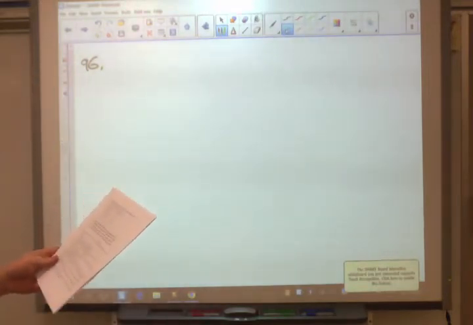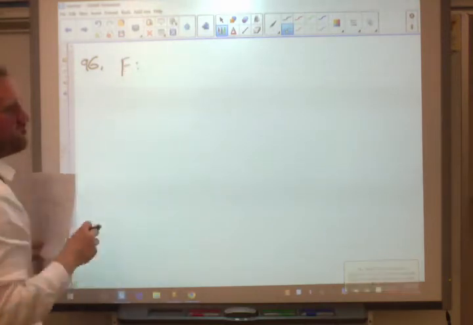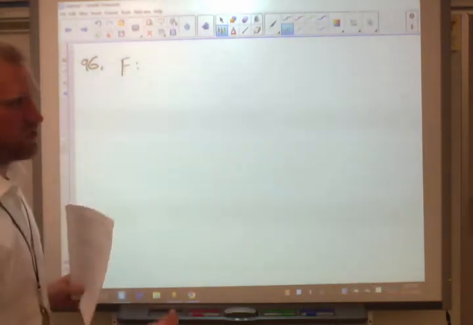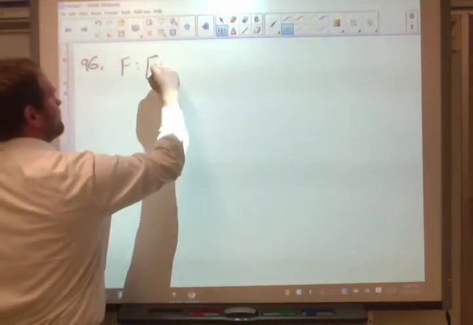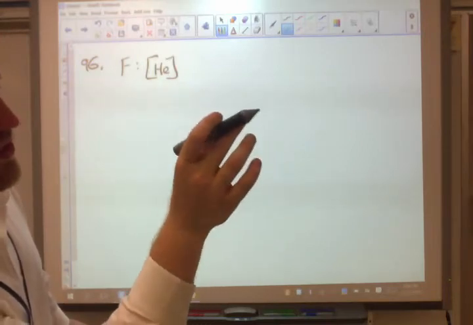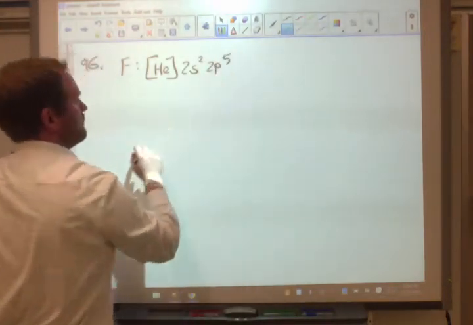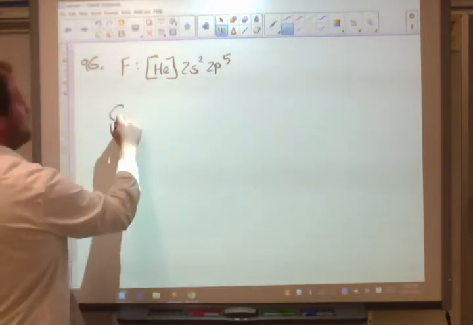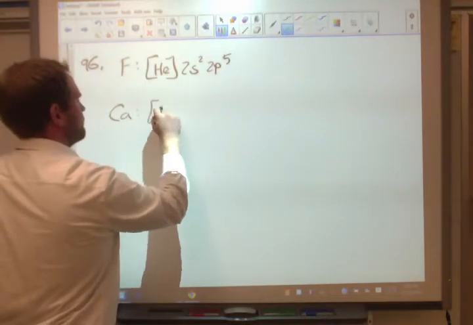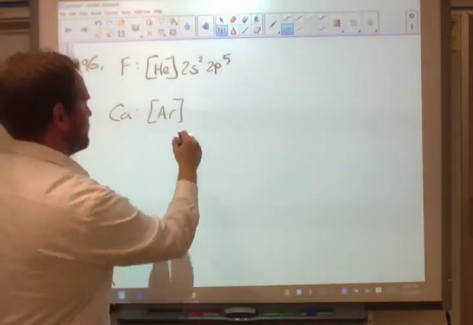Noble gas notation for the same three elements. So fluorine, with noble gas notation, you look at the previous noble gas and you just add whatever's left. So I'm going to take helium in brackets, and I'm going to add 2s2, 2p5. For calcium, the previous noble gas is argon, and I'm going to add 4s2.